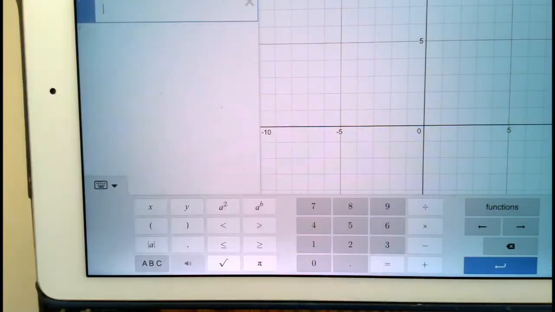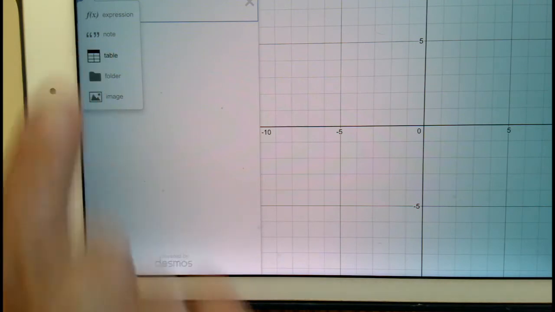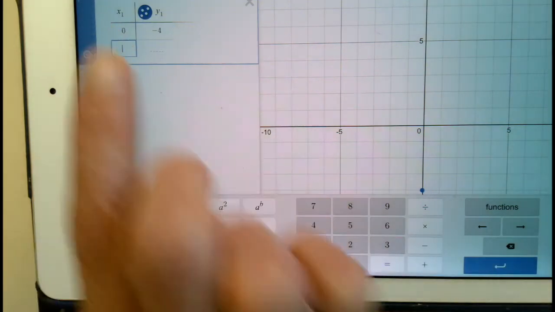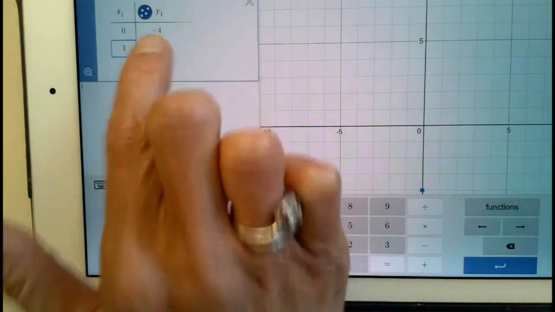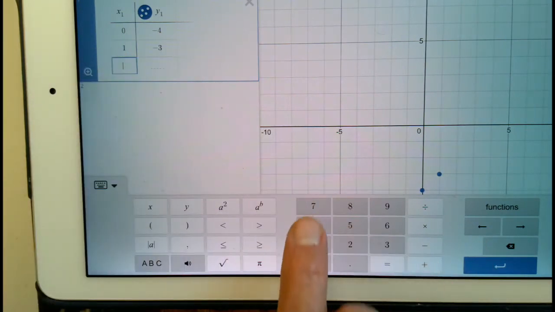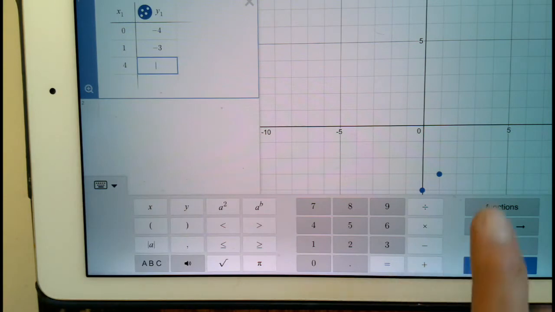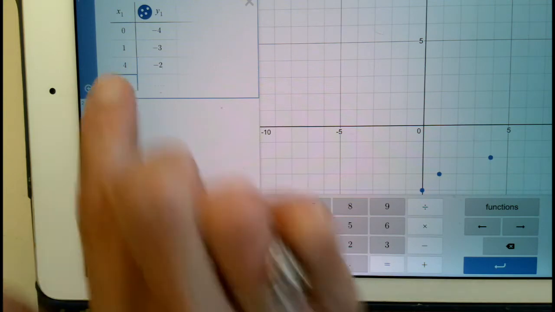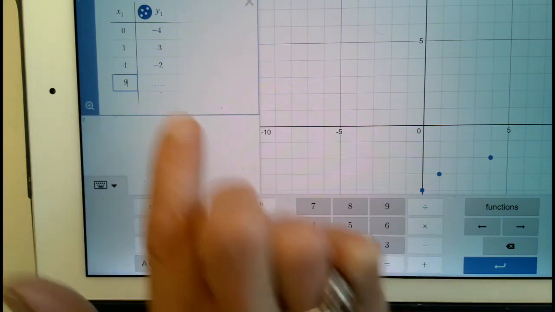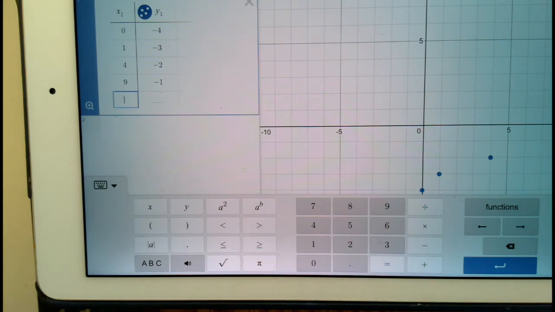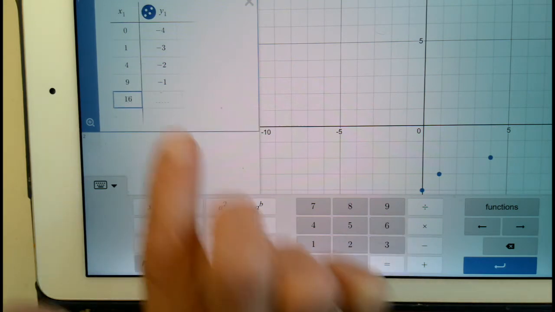To type in the table, again, reminder that we're going to hit the plus. And then when we type it in: 0, -4, then 1, -3, 4, -2, 9, -1, and 16, 0.